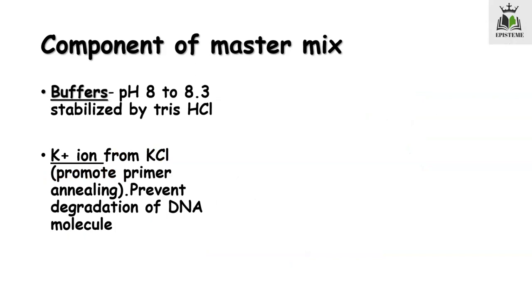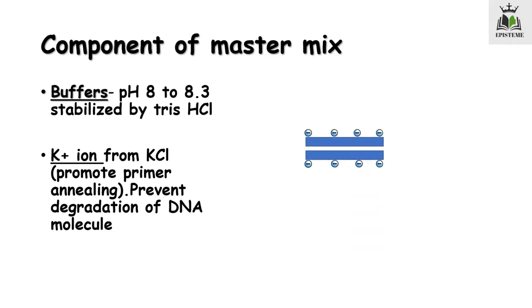The next component is buffer. Now a pH level of 8 to 8.3 is essential for the high efficiency of DNA polymerase to function. The next is the K+ ion, which we obtain from the KCl. Now this K+ ion helps in primer annealing, that is, primer binding to the template strand.